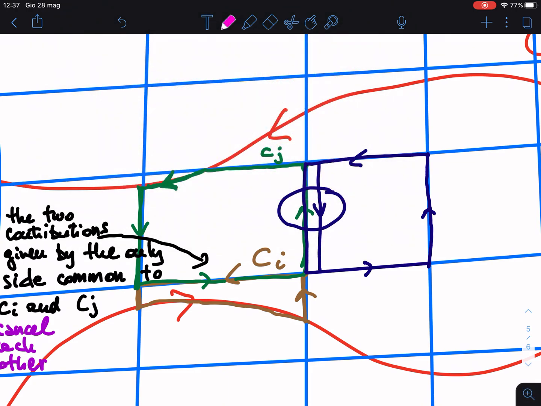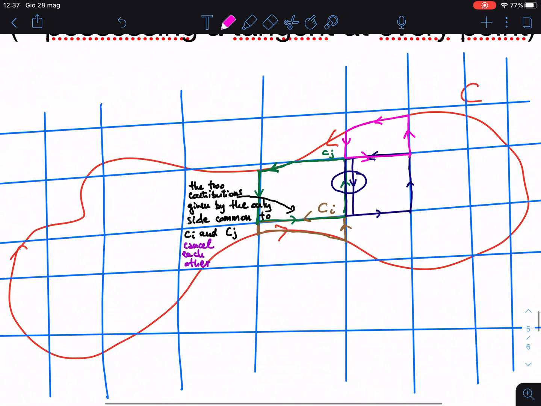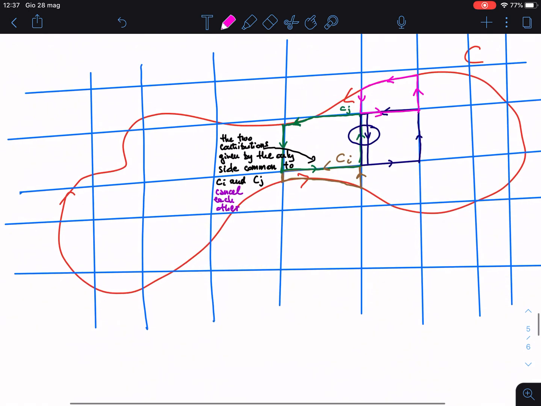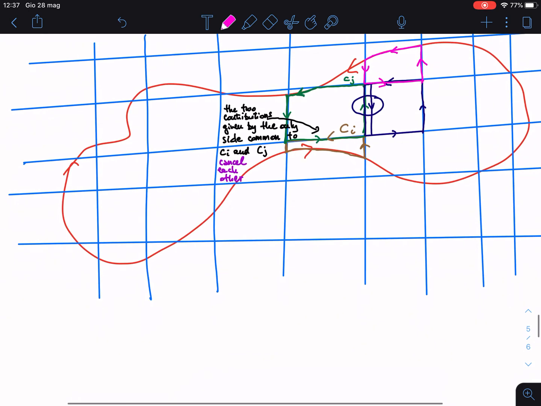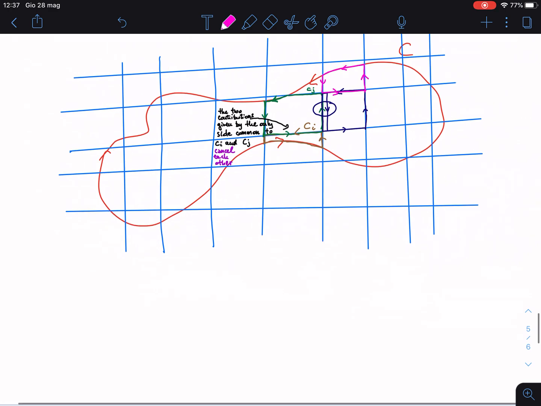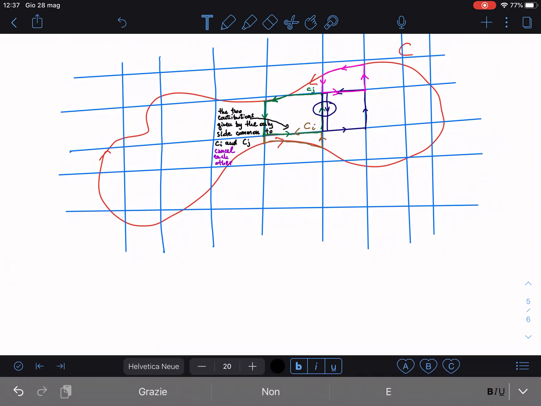The last circuit you can consider is this one. So you start from the original curve, and again you see in the common side the two directions are opposite, so the two contributions cancel each other. So the key observation coming from this picture and this reasoning are the following.